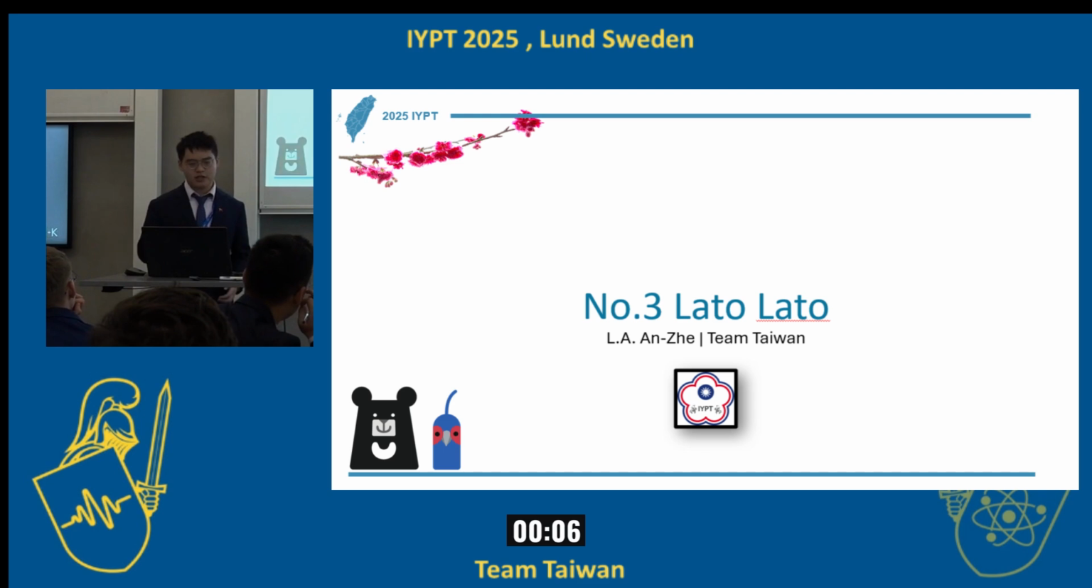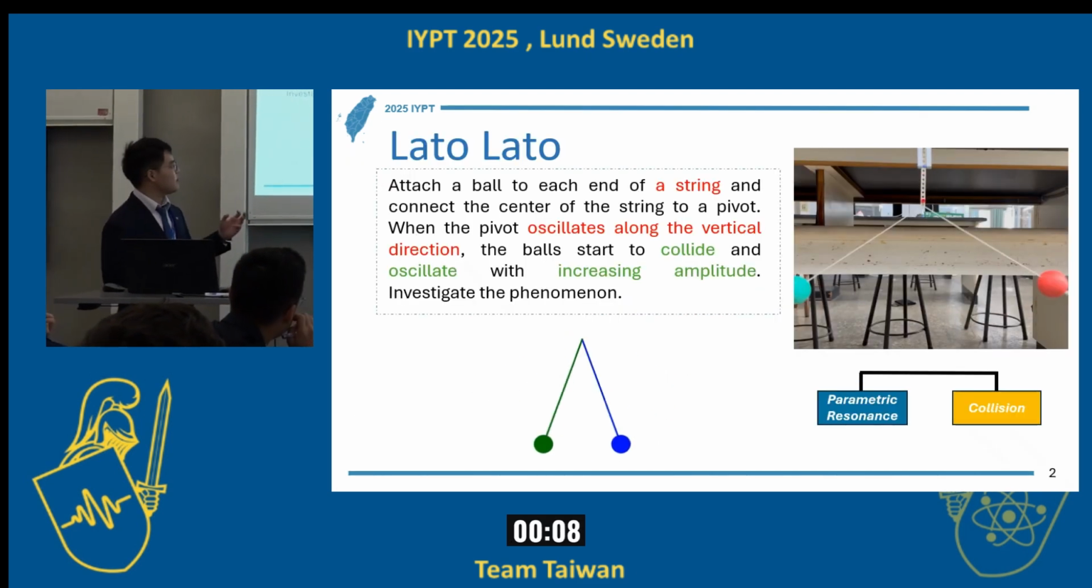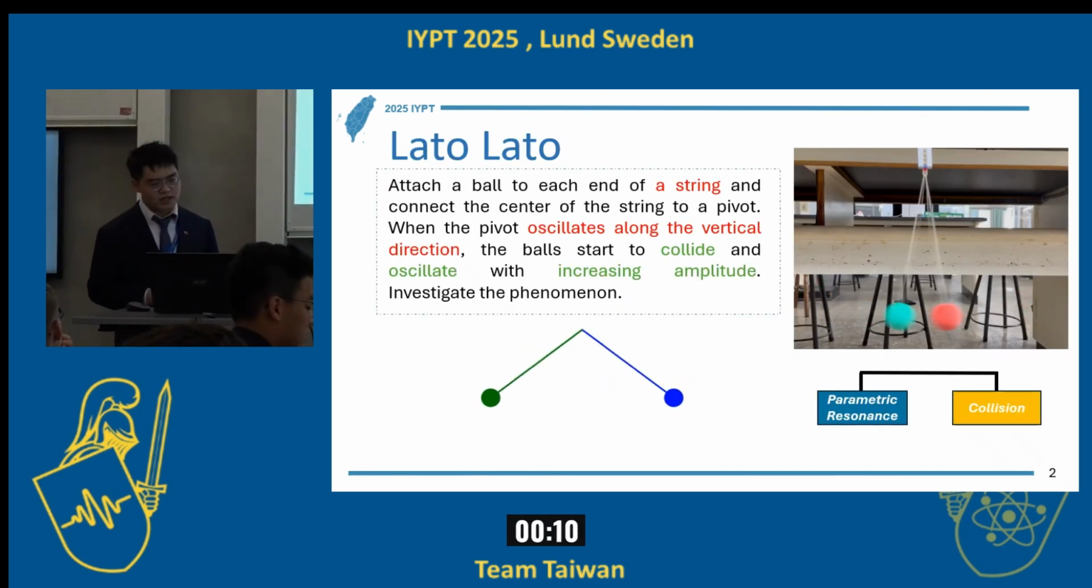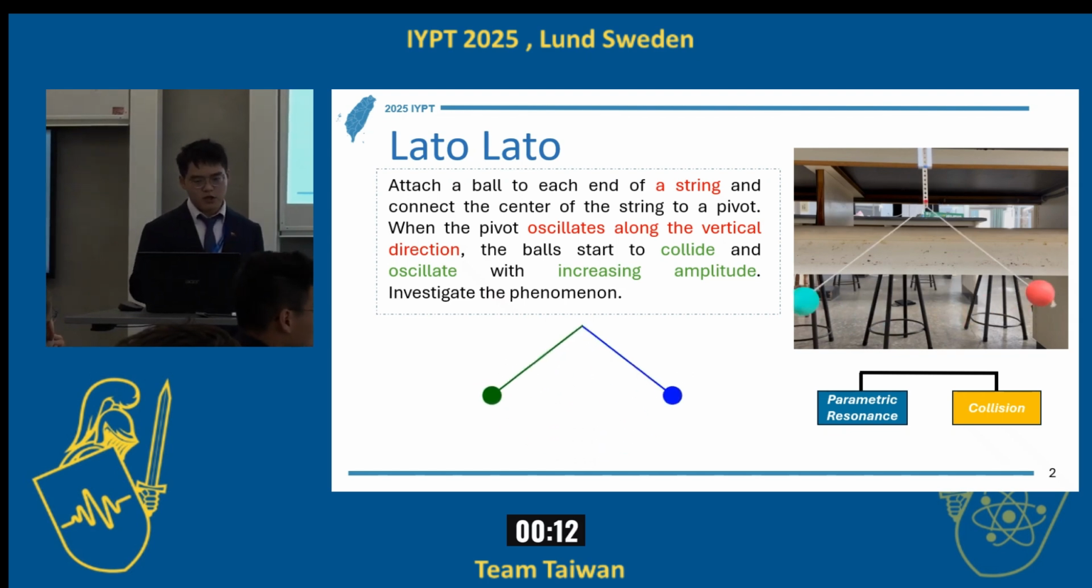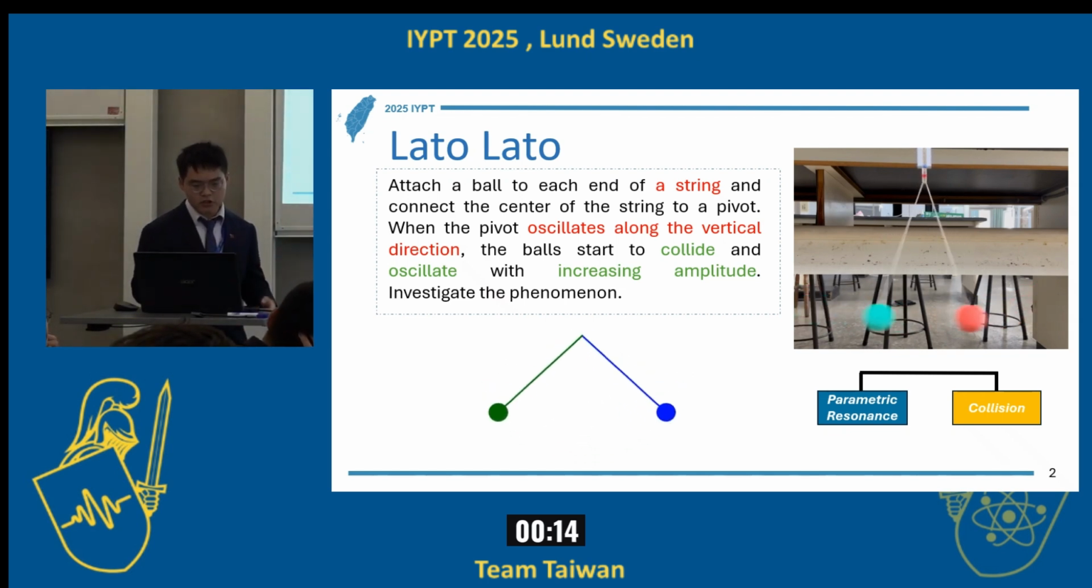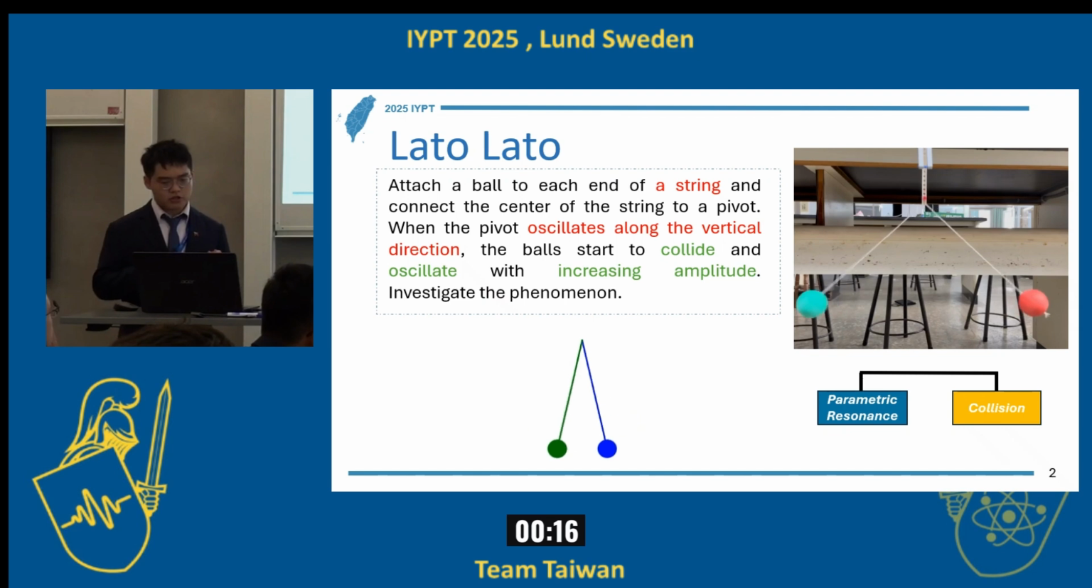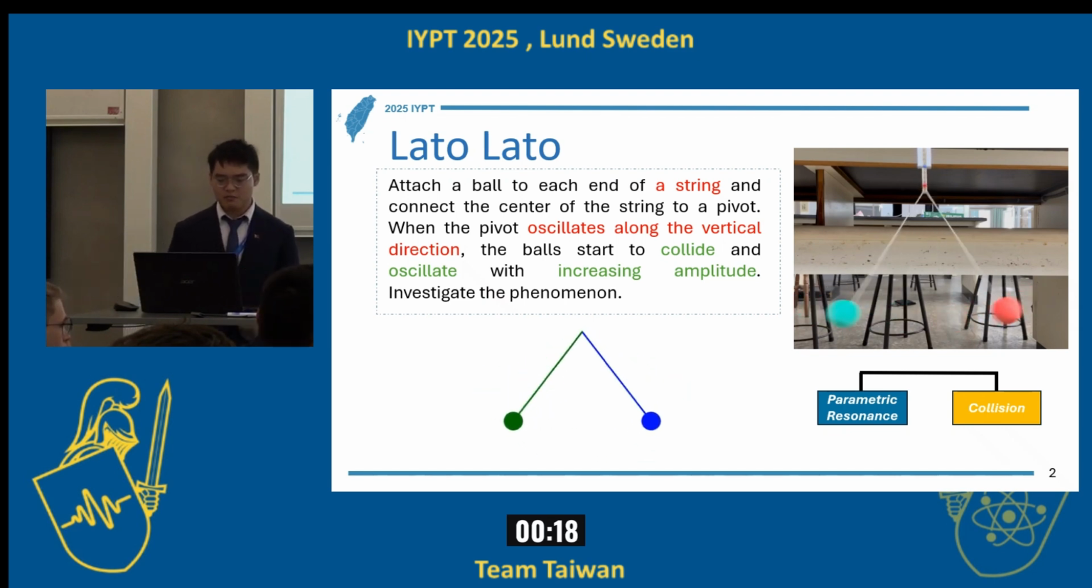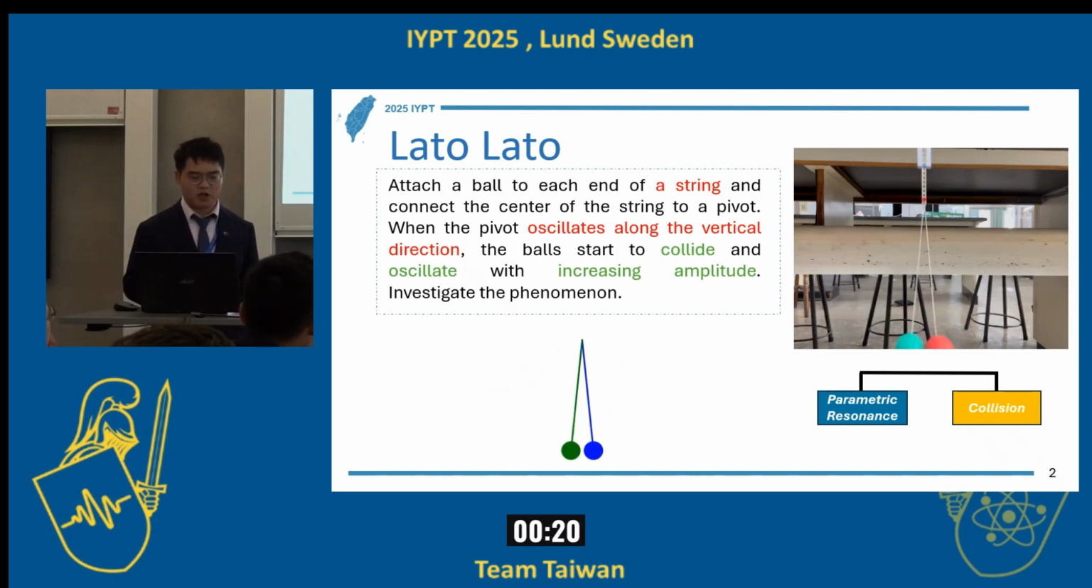Representing problem number 3, Lato Lato. If we attach a ball to each end of a string and then connect the center of the string to a pivot, when the pivot oscillates along the vertical direction, the balls will start to collide and oscillate with an increasing amplitude. We ought to investigate this phenomenon.